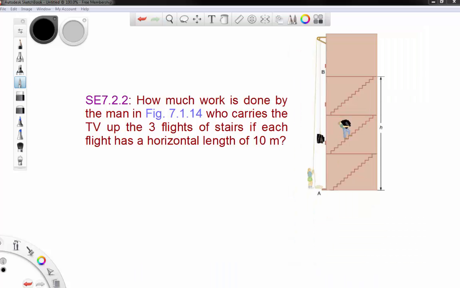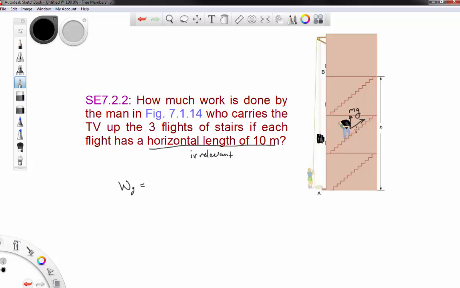Okay, well, it turns out that this horizontal length right here is actually irrelevant to the problem because he's still working against gravity. So although in carrying this television he may be applying a force in this direction, the only thing that actually matters is the force that he applies in this direction, and that has to be the mass of the television set times the free fall acceleration. So the work done by the man is still work against gravity.